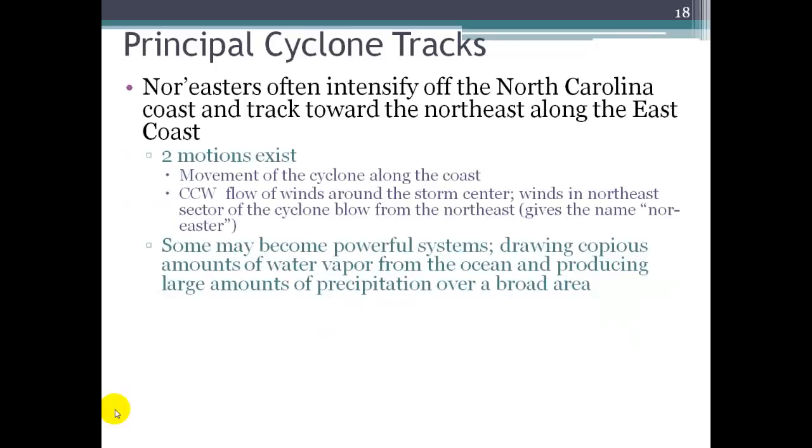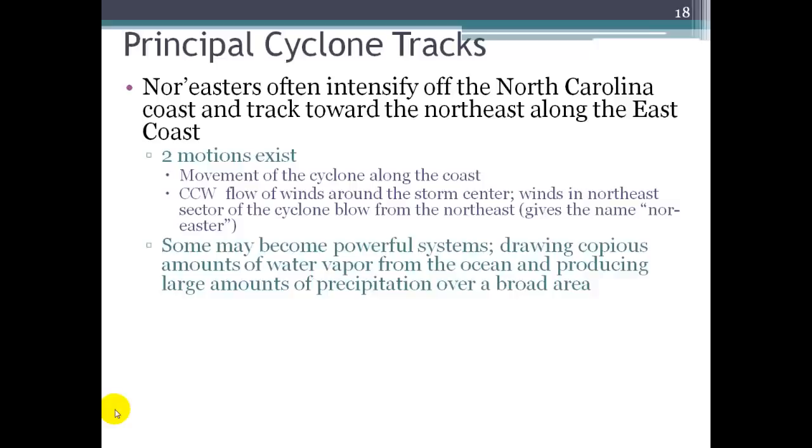A special type of storm that you probably have heard of is called a nor'easter. These happen off of the eastern seaboard, off of the North Carolina coast, and they tend to track toward the northeast along the east coast. So there's two things going on with a nor'easter.